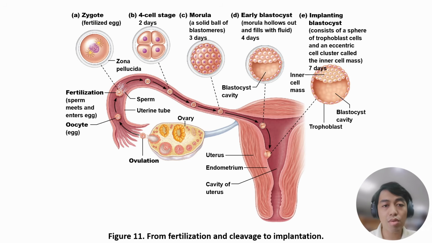So this diagram shows you the events from the ovulation to the fertilization, and the cell undergoing mitosis to become the morula, the blastocyst, and then its implantation to the endometrium.